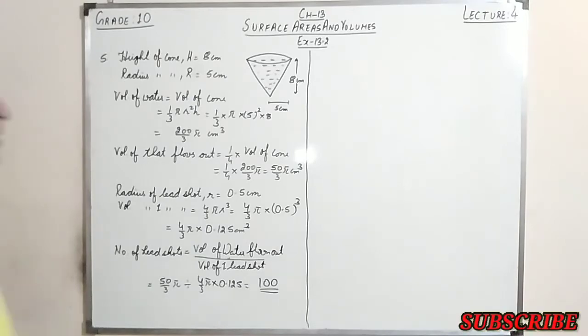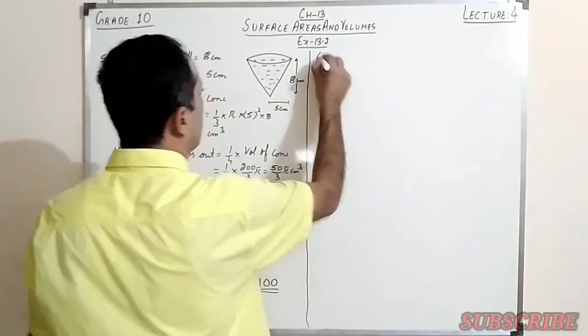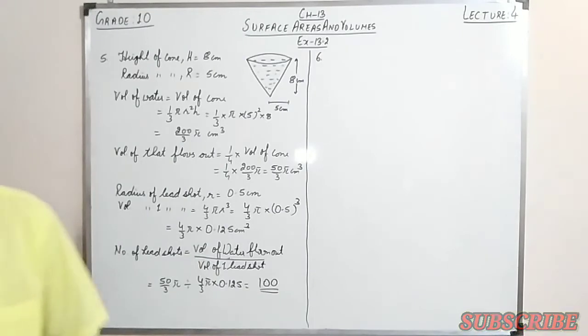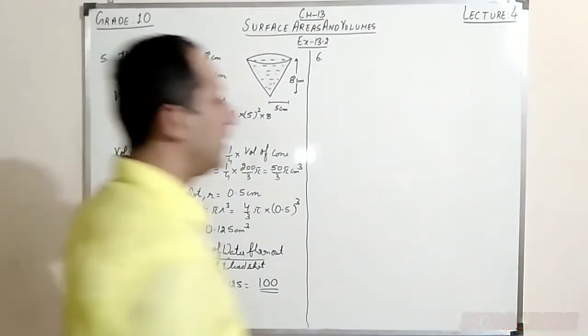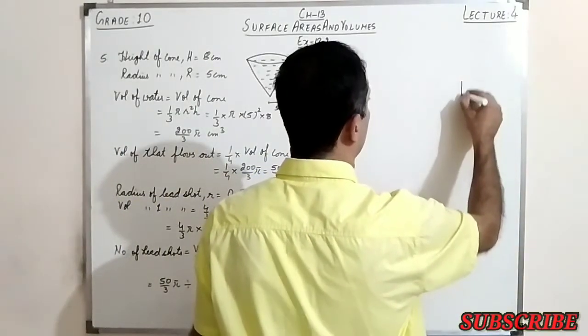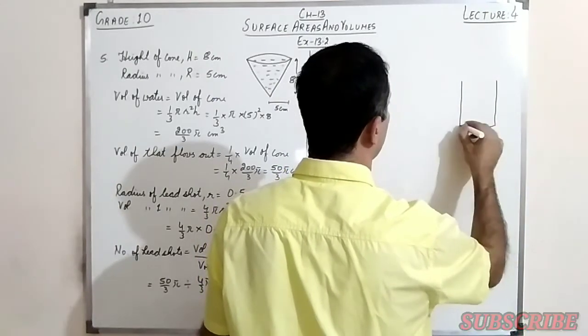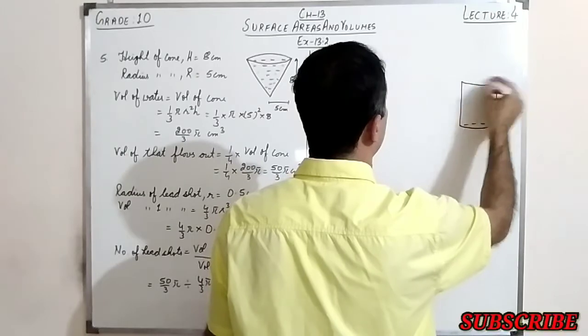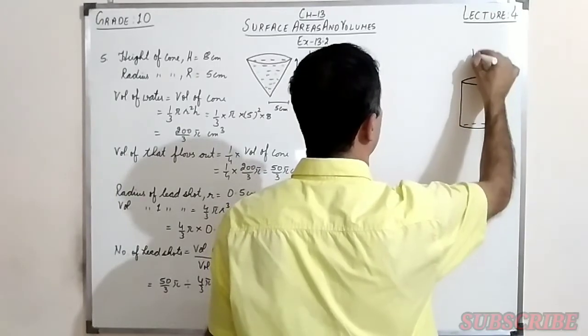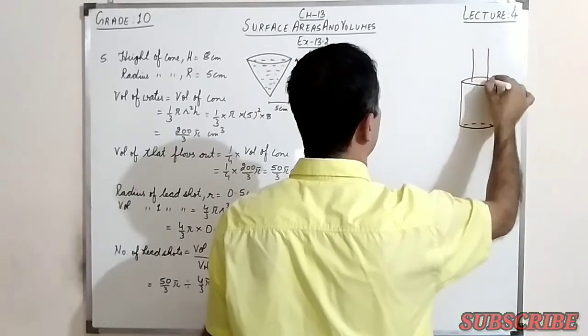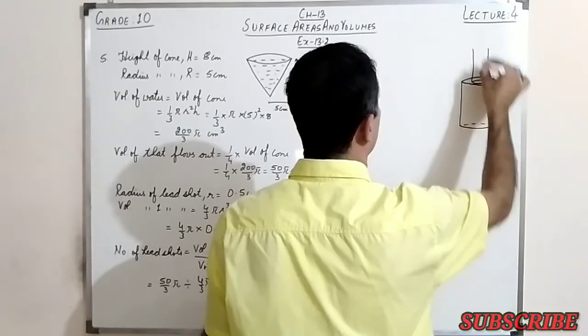Now let's go to question number 6. In question number 6 it is given a solid iron pole consists of a cylinder of height 220 cm and a base diameter which is surmounted by another cylinder of height 60 cm and radius 8 cm. Now what we have, two cylinders. One is a big one and then there is another cylinder over this cylinder. So we have the shape something like this.